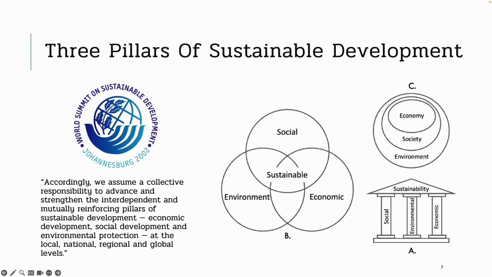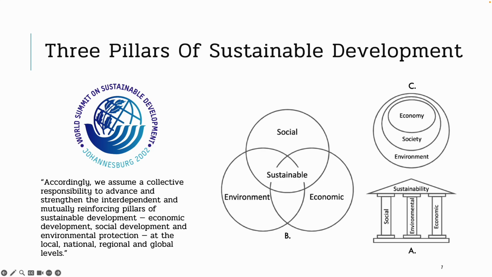And then they studied many more things, and they realized that the environment is actually connected to society and economy. So they came to a conclusion that if we want to achieve sustainable development, we need to have a balance between society, economy, and the environment. So they introduced the concept called the three pillars of sustainable development.